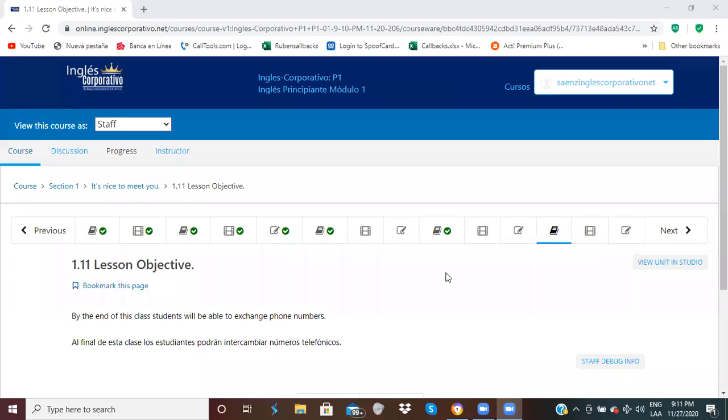All right, guys. So we're going to be looking at this section right here. Section 1.11. I want everybody to go to section 1.11. Hello, Ricardo. Sorry.